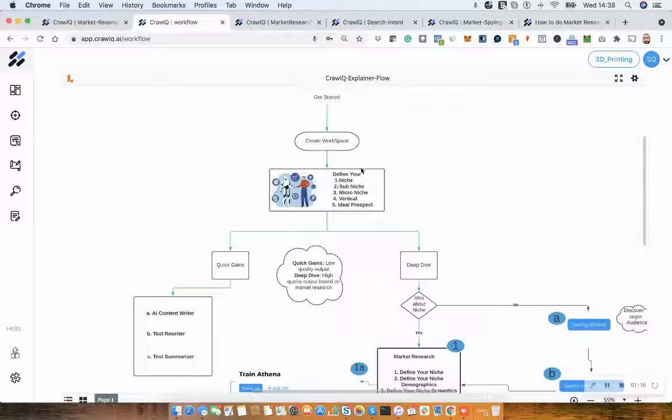When you have a very rough idea about your niche, sub niche, micro niche, at a very high level, and it is more about this person that you know and can go on a coffee date with, once you have this rough idea, you can take two routes here. One is quick gains, another is deep dive.